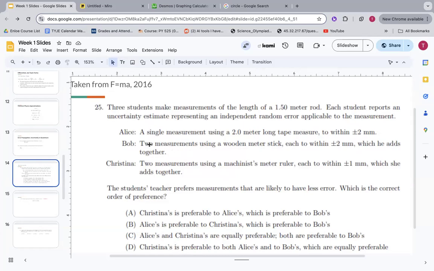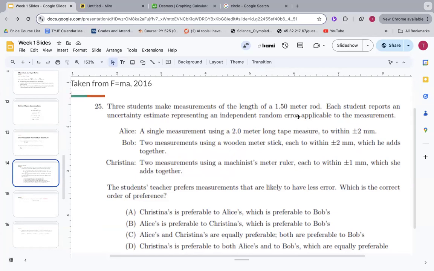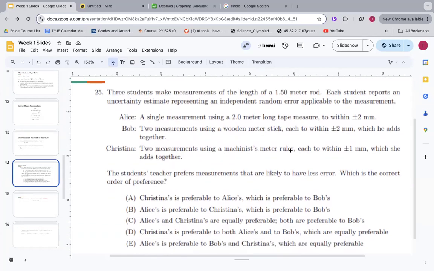Okay, so he takes two measurements using a wooden meter stick, each to within 2 millimeters, and then he adds together. So he takes measurements of a 1.5 meter rod, right? And then, okay, actually, apparently it might not be in the handouts. Yeah, okay. So let's just do Bob's, right?